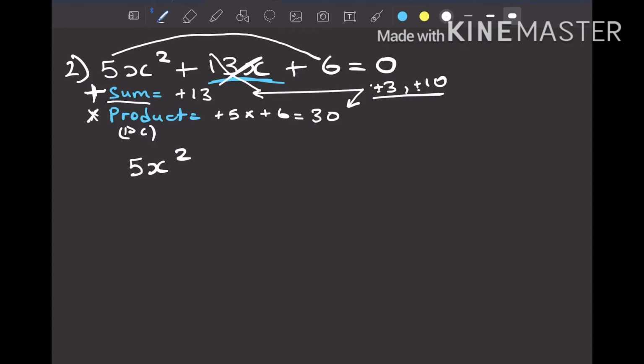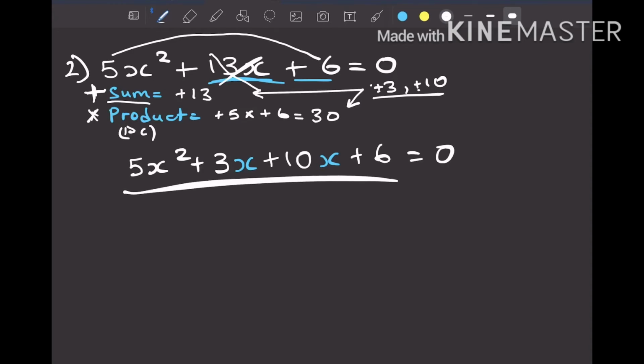5x squared plus 3x and plus 10x. Let's not forget we have a plus 6 here, so that'll go back to a plus 6 equals to 0.